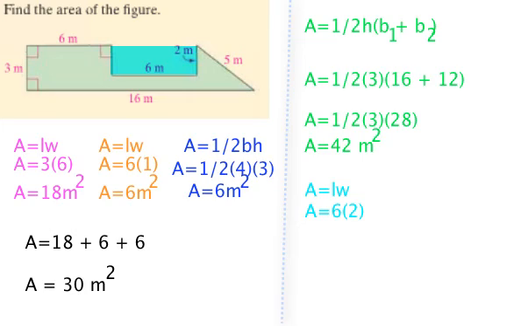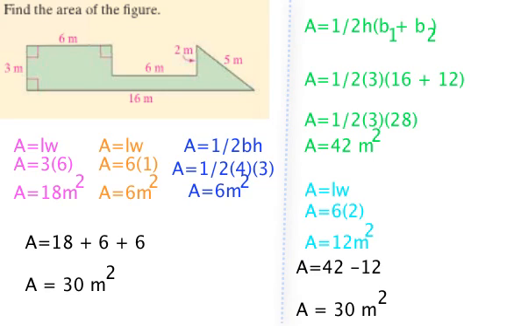So we have A equals L times W for our area of a rectangle. Our length is 6, our width is 2. So we have A equals 6 times 2. 6 times 2 is 12, so the area of the rectangle is 12. To find the area of the green trapezoid, we're going to take 42 minus 12, which is 30. So the area of the green trapezoid with the piece missing is 30 meters squared.